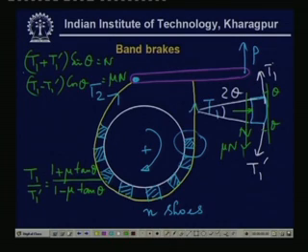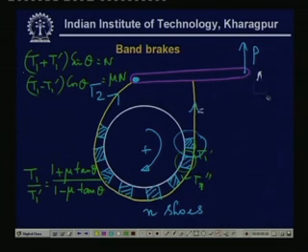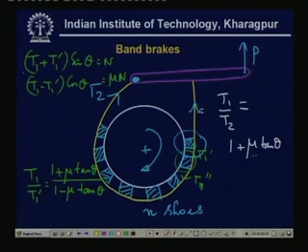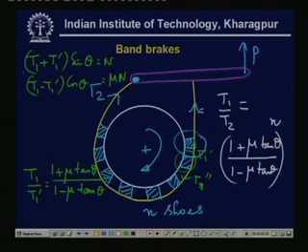Now, this happens for only one block. If you move from this block to the next, it may be T1 double prime, then T1 triple prime, and the analysis is similar for each block. So, we can have T1 prime divided by T1 double prime the same, and we can proceed so on until we reach T2. So, the relationship between T1 and T2 is T1 by T2 equal to 1 plus mu tan theta divided by 1 minus mu tan theta, raised to the power n. So, if there are n shoes, we get this relationship.